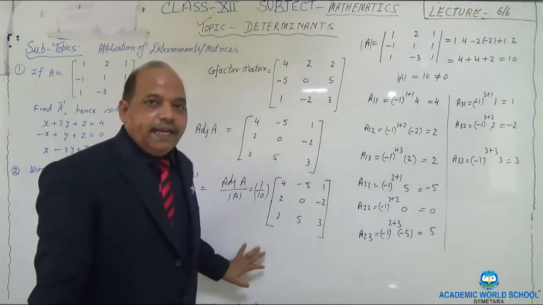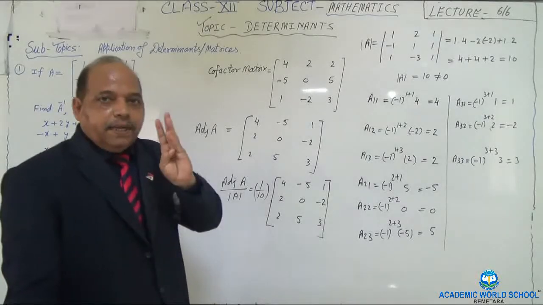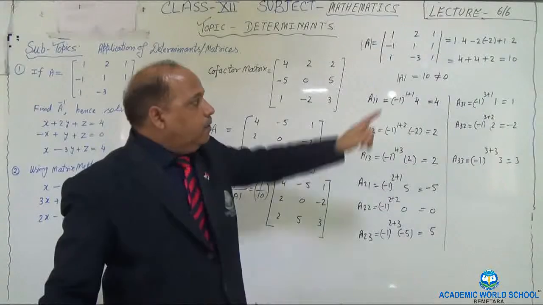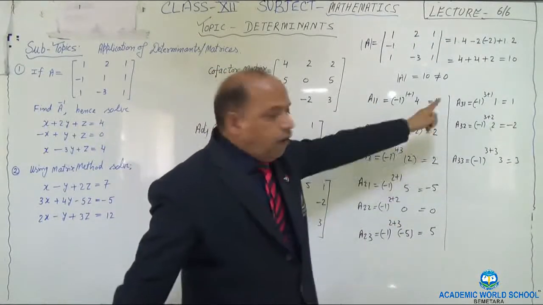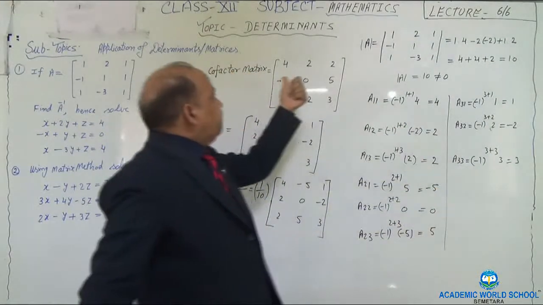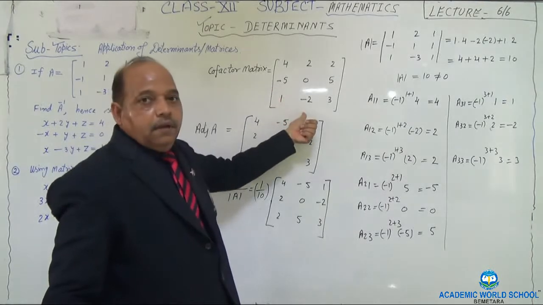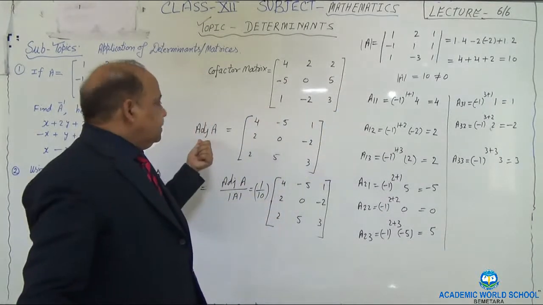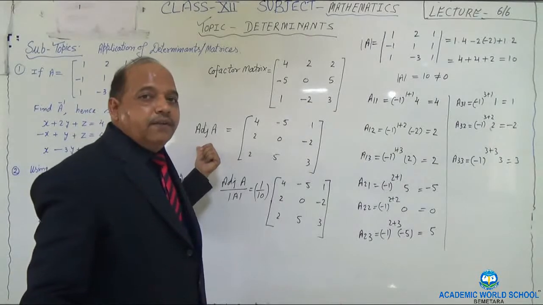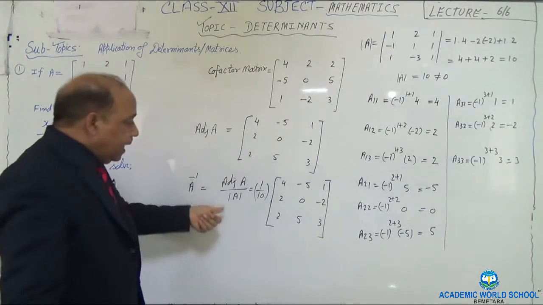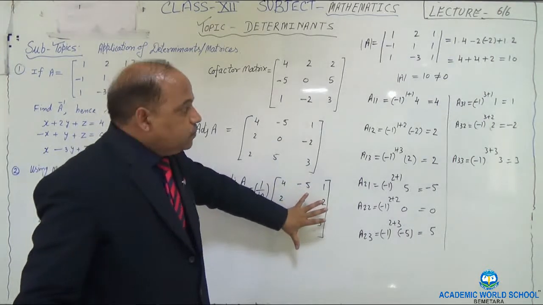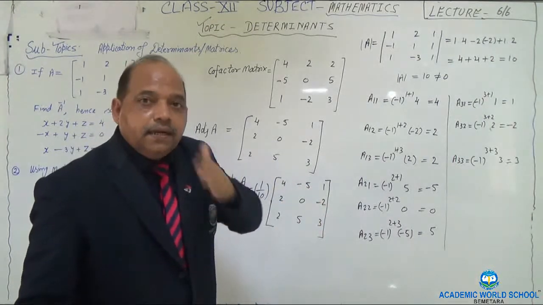Please understand what I have done, step by step. Step number 1, get the value of corresponding determinant. Step number 2, calculate all the cofactors and prepare cofactor matrix, and then take the transpose of that, which is nothing but adjoint of that. When this adjoint is divided by corresponding determinant, it gives you the inverse of that. So we have reached the second last step.